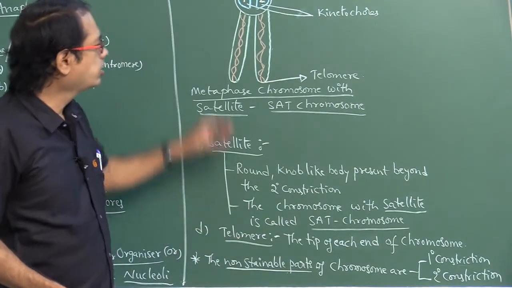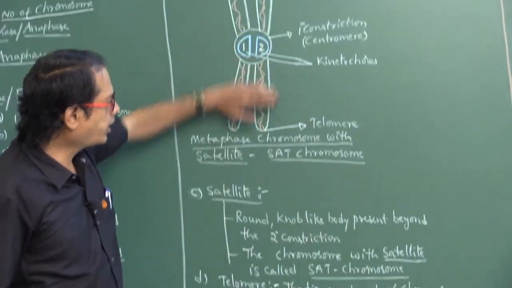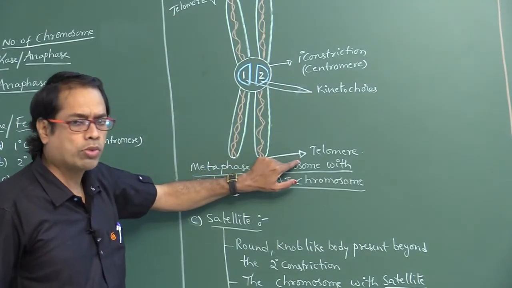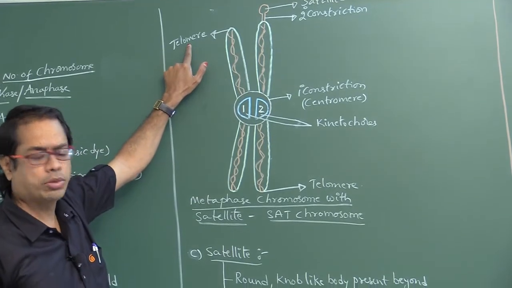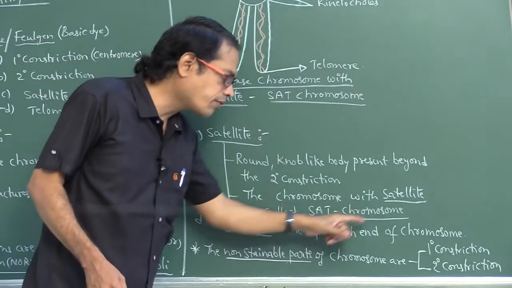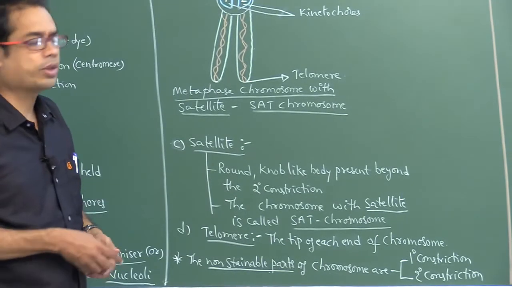Next, telomere. This is the chromosome end. The end of the chromosome is called telomere. The tip of each end of the chromosome is called telomere.